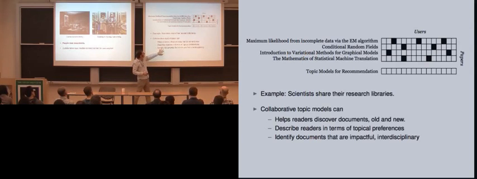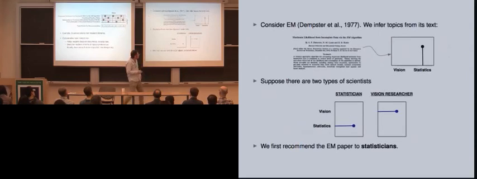And then finally, and I alluded to this in the beginning, we can identify documents that are impactful and interdisciplinary. Okay, so I think that's exciting. If I take this kind of data and the text, I can figure out which of these articles has had an impact on disciplines that it's not necessarily talking about. Okay, so to give you the intuition, we're going to think about the EM paper.